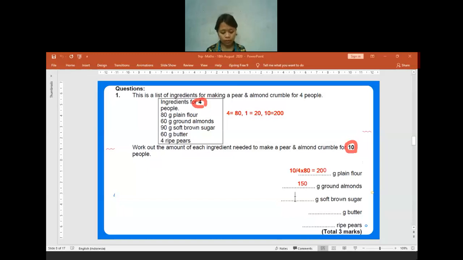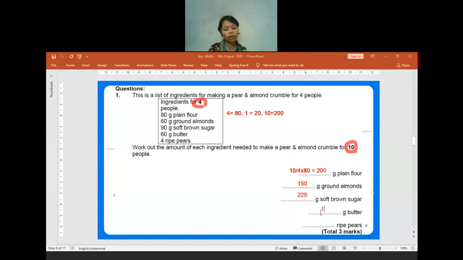It's okay if the answer is in decimal. No one try to help through the chat box? Please, how many? 225. Yeah, 225. Is there anyone who got a different answer or gets confused to get 225 grams of soft brown sugar? No? Okay. Now how much butter will be needed?